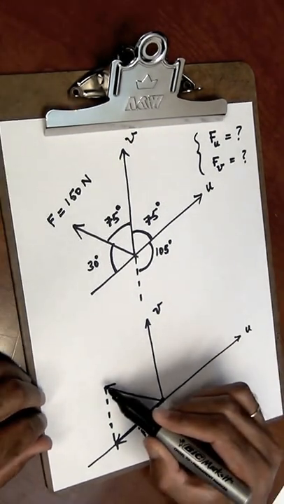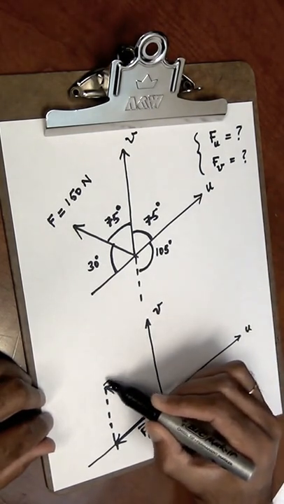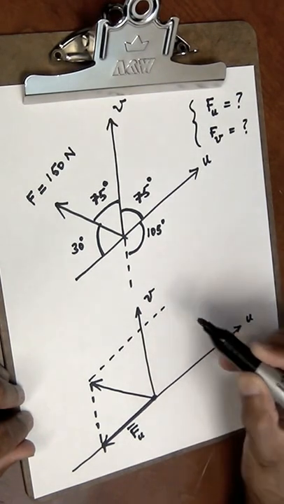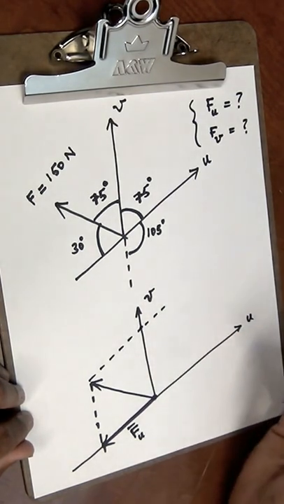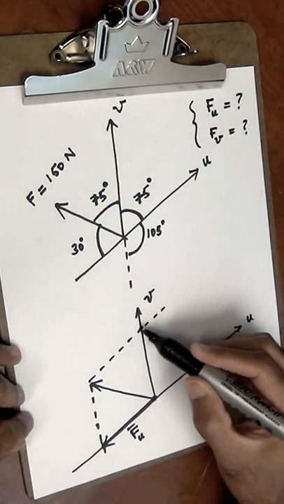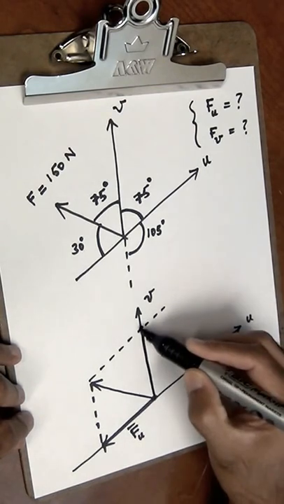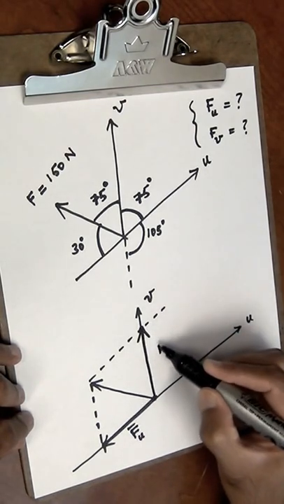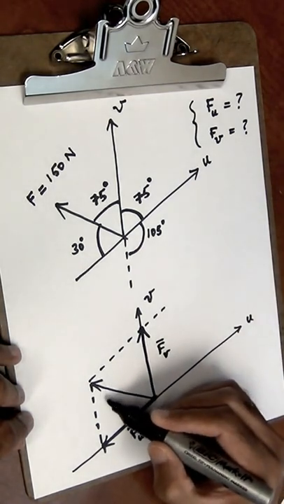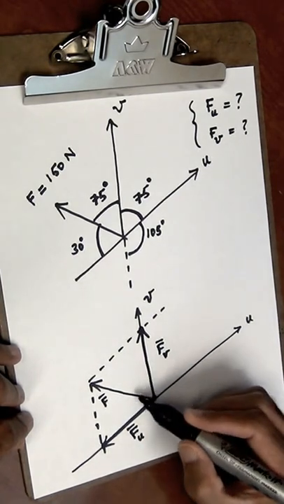Now I do the same thing. From the head of the force F, I draw a line parallel to the u direction, as it goes here. And as you can guess, this is going to intersect the v direction at a particular point. Starting from the tail of F all the way to this point of intersection, if I draw the force vector, then that's going to give me F suffix v. And of course this is the force vector F right there.